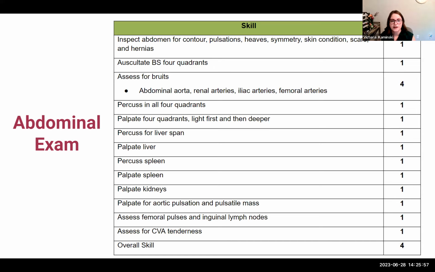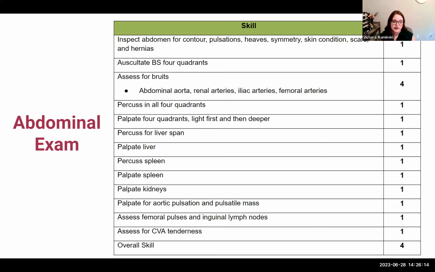For the purposes of the video, again, you're not going to disrobe your patient, but you can place that over their clothing for femoral, but you would again verbalize skin to skin contact would be the best way. Percussion in all 4 quadrants and palpating all 4 quadrants. So you're going to do that in a light manner first and then deeper.